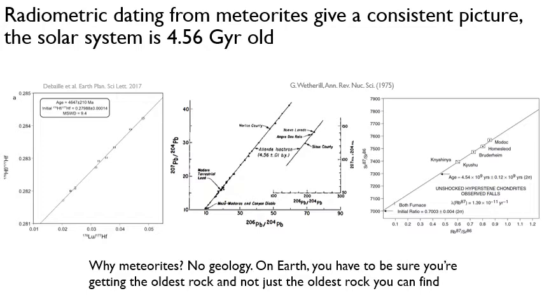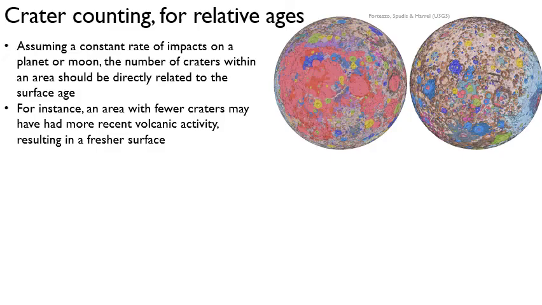If you were on Earth, you've got to find the oldest rock you can get your hands on, and not just any old rock. And so you may not necessarily get the actual age of the Earth. So the meteorite's just the best sample to use for this, and we luckily have lots of these.